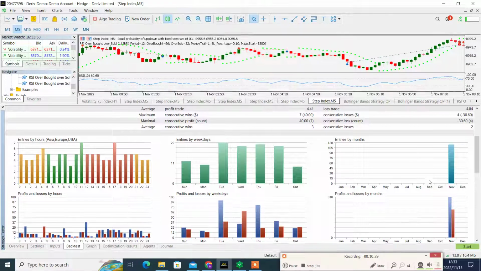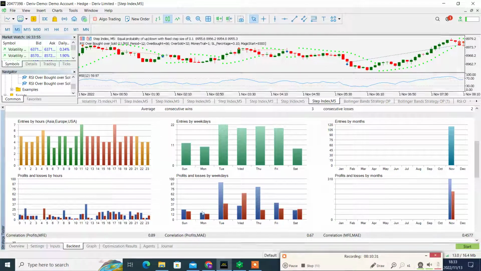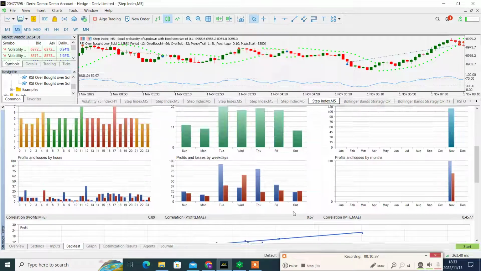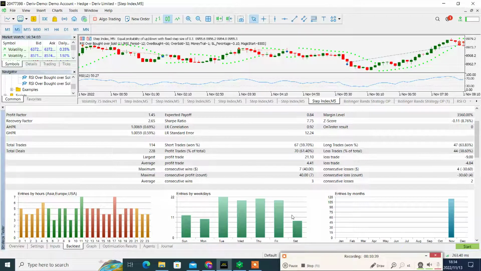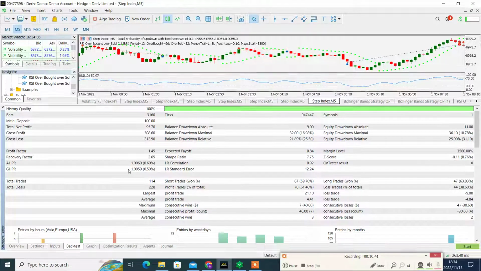But let's go back here. Almost every day it's a win except Wednesday and this Saturday. I don't know what was happening then, but you can see the difference that you could win using this strategy. And the most important part is our profit factor against our recovery factor. If the recovery factor does not become positive, it means if you lose money, you're not gonna come back.